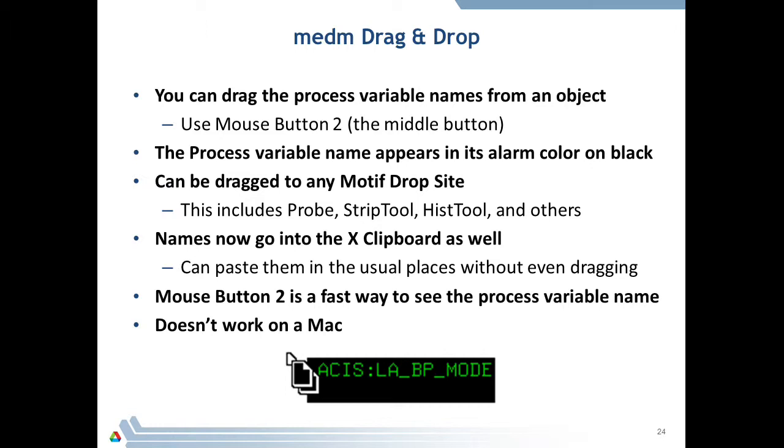For example, we have probe or the strip tool, which is a standalone Motif application. You can also drop it into a clipboard. So this is a quick way that you can find out the name of a process variable that's assigned to an MEDM object on the display. And it doesn't work on a Mac.